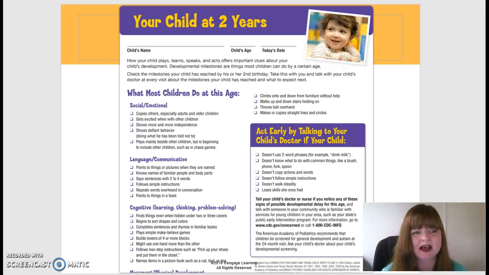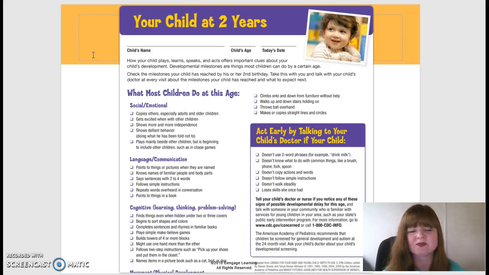Here's an example of a developmental flyer. This one is for a 2-year-old. This one's pretty professional, put together by the CDC, but I think it gives you the general idea. And also please know that you can either set it up in flyer form, or if you want to do it as more of a handout, it might be 2 pages long instead of just 1.